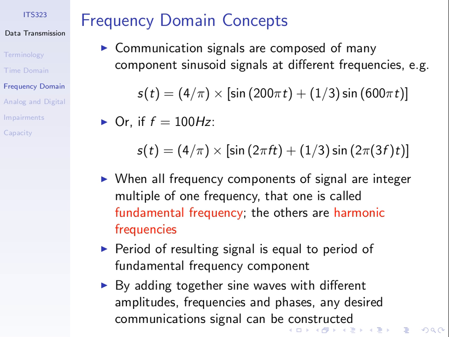The top equation is the addition of two components, where if we multiply out, we have 4 on pi sine 200 pi t, and the second component is 4 on 3 pi, because there's a multiplier by 1/3 here, sine 600 pi t, where the signal that is on the screen is the sum of those two, S1 of t plus S2 of t.